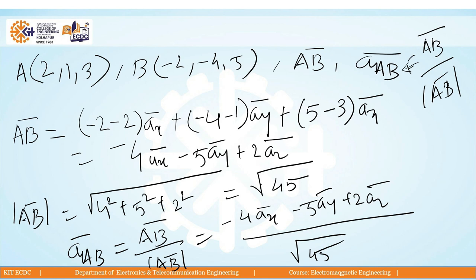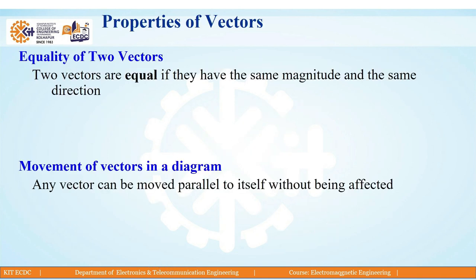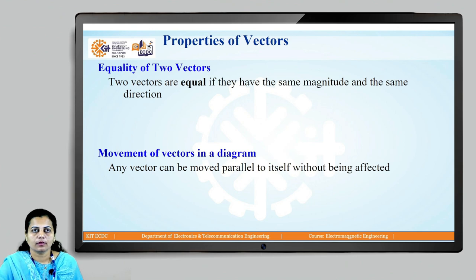So I hope you all understand the concept of vector and how to obtain a vector if two points are given to us. Now we will see some of the properties of vectors. So the first property is equality of vectors.